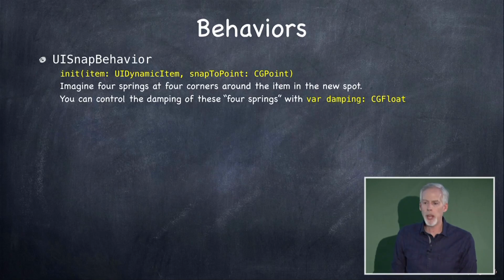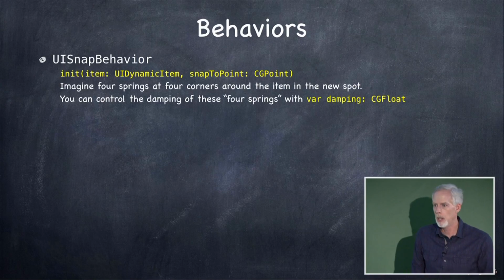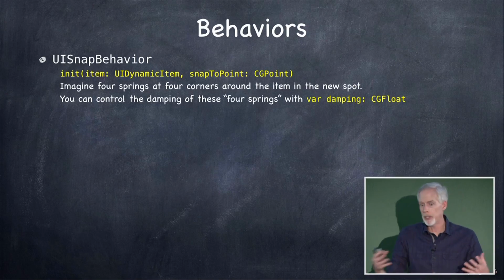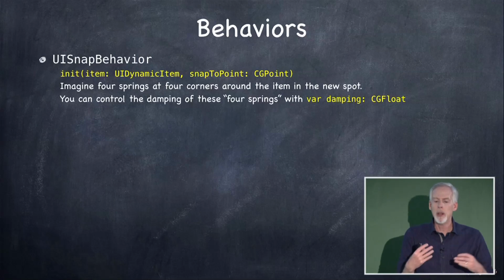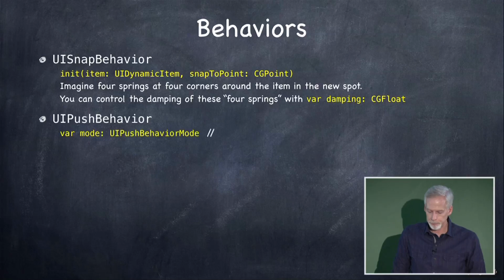But snap behavior is kind of the preferred way to move something from one place to another. Okay? Now, a lot of things might be moving because they have gravity and other things bouncing on them, but sometimes you have a stationary thing that you want to move. A snap behavior is a good way to do that.